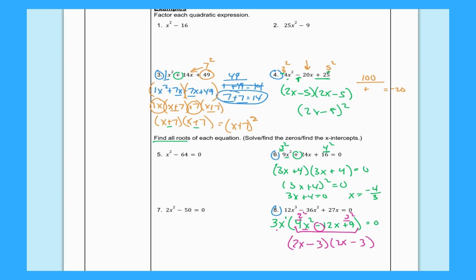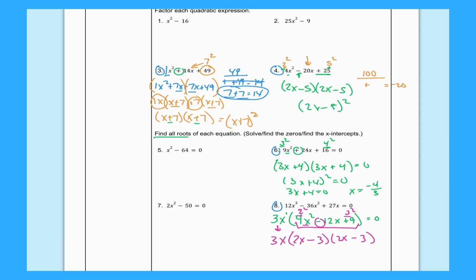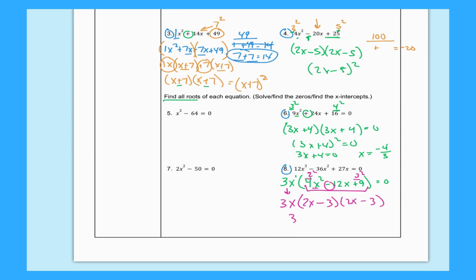Just don't forget to bring down that greatest common factor that we factored out in the beginning. And I can simplify this even more and say that that's squared here since there's 2 of them. And again, since we're finding a root, so we're solving this time, then I need that 3x equal to 0. And I need that 2x minus 3 equal to 0. I could solve it twice since there's technically 2 of them, but again, you get the same answer both times.